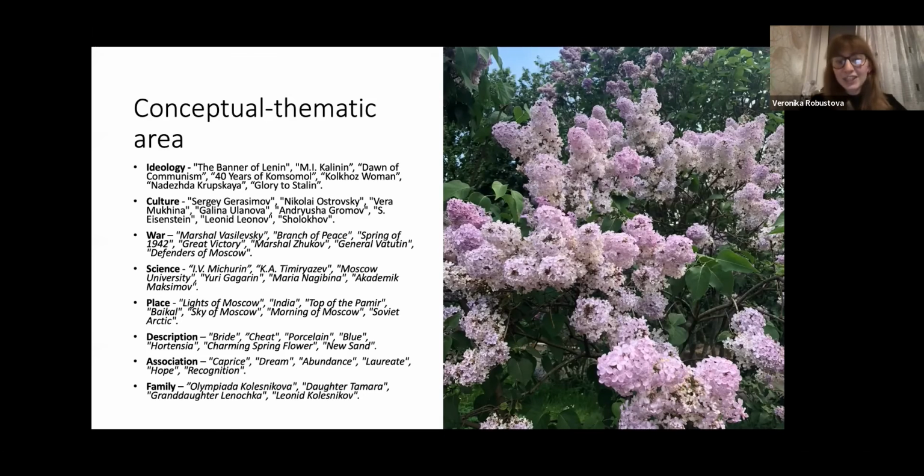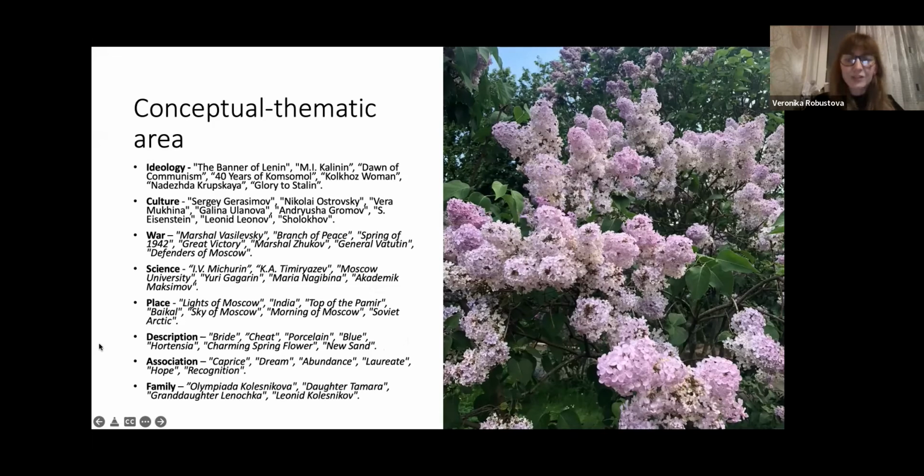Then cheat, and that's the sort of lilac which has two, it might be two colors, and here you can see that some flowers are purple, and some flowers are more pink, or even sometimes white, so that's why he called this variety cheat. Then we can see here porcelain, again because of the color blue, then charming spring flower, new scent, so that's the description, only the description, again in most cases of the color of lilac.